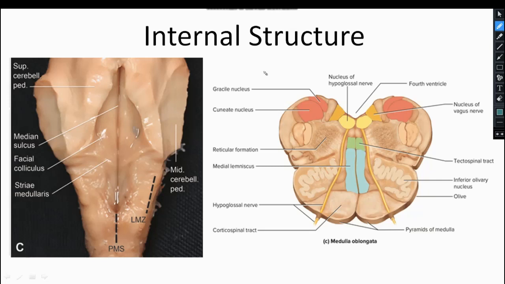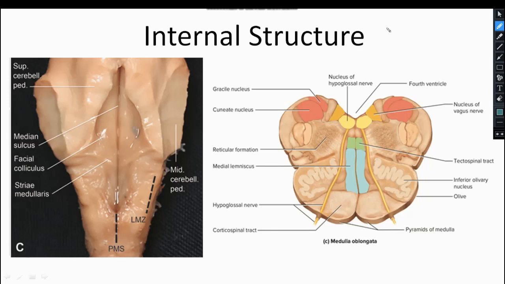Now we will talk about the internal structure of medulla oblongata. This internal structure of medulla oblongata is studied on the pattern of transverse section. Why is this studied over the transverse section? Because the part of this brain is very much compact, and it carries a lot of nerve fibers and cell bodies.